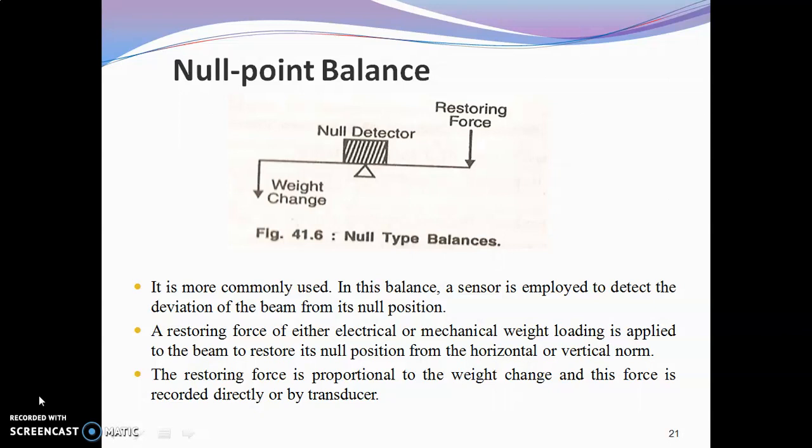In this balance, a sensor is employed to detect the deviation of the beam from its null position. A restoring force of either electrical or mechanical weight loading is applied to the beam to restore its null position from horizontal or vertical null. The restoring force is proportional to the weight change and this force is recorded directly by the transducer.